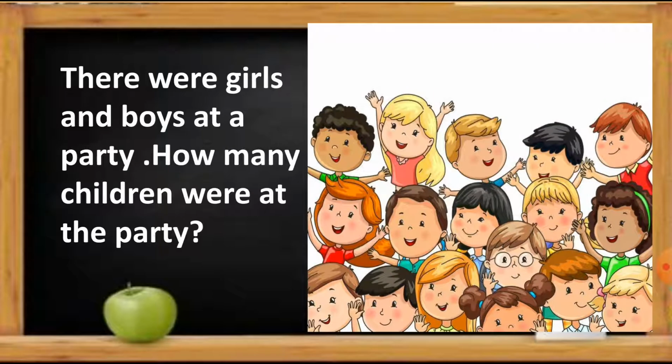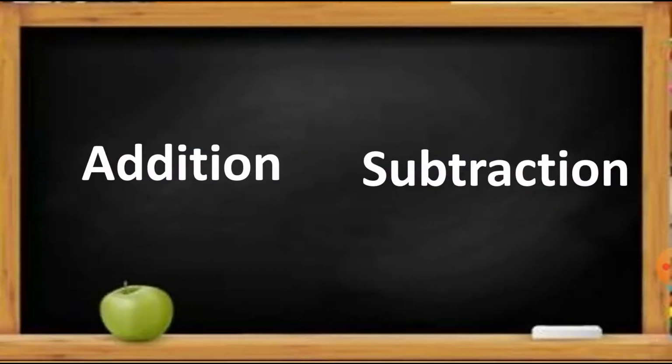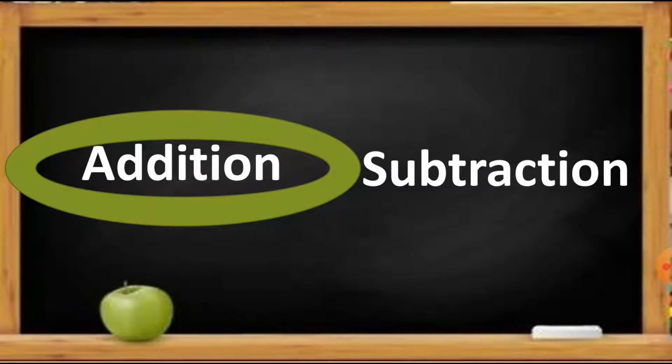Here you can see girls and boys. Some boys are there and some girls are there. So we have to find how many children there are in total. For the total, which operation do we have to follow here, addition or subtraction? Here we have to follow the addition. So students, hope you understood how we solve the sums and circle the correct answer.